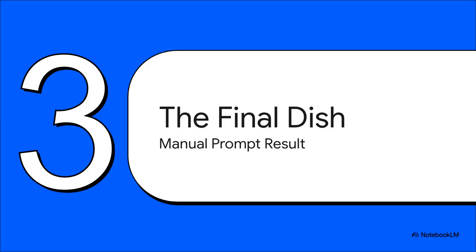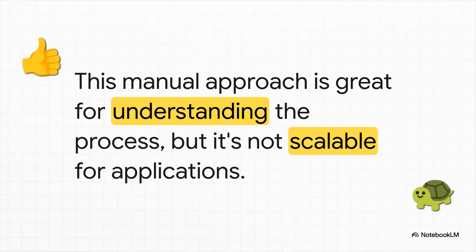And there you have it. Once we hand that manually built prompt over to the model, it just follows our instructions. It reads the context we gave it, it looks at our question, and it creates a brand new answer based only on the ingredients we provided. The chef has served the dish. So that's the manual way. It's really good for kind of seeing how all the pieces fit together.